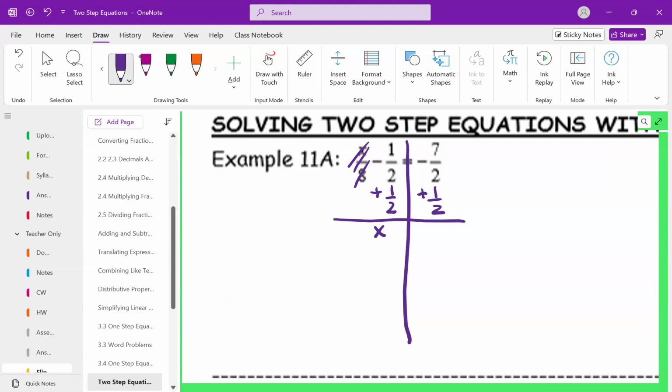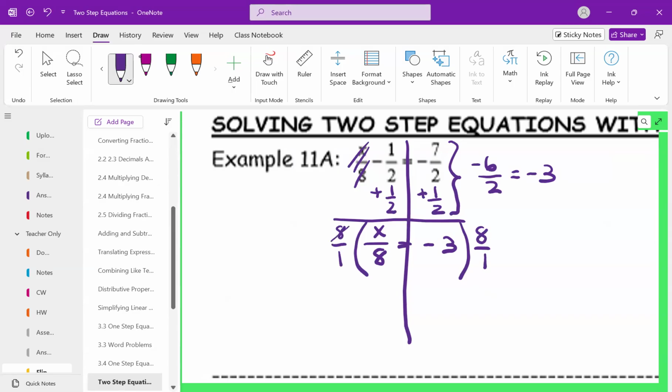Our variable term comes down. And then we have common denominators, which makes it nice. Different sign, subtract, keep the sign of the higher number. And then we are actually going to divide that out, so we have easier work for us. Now, what's happening between the x and the 8? Division. So the inverse would be to multiply. Very good. So our 8's divide out, and we get x equals -24.